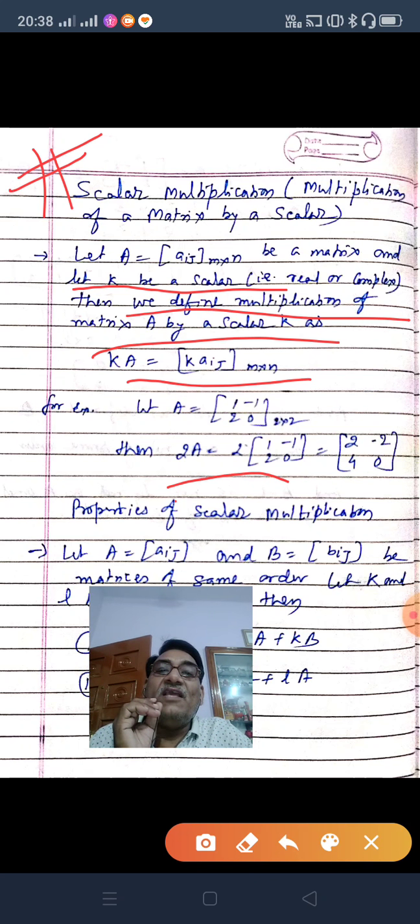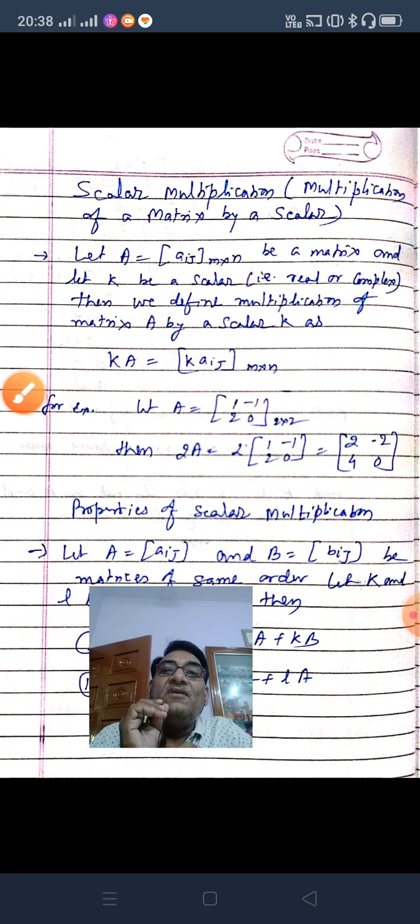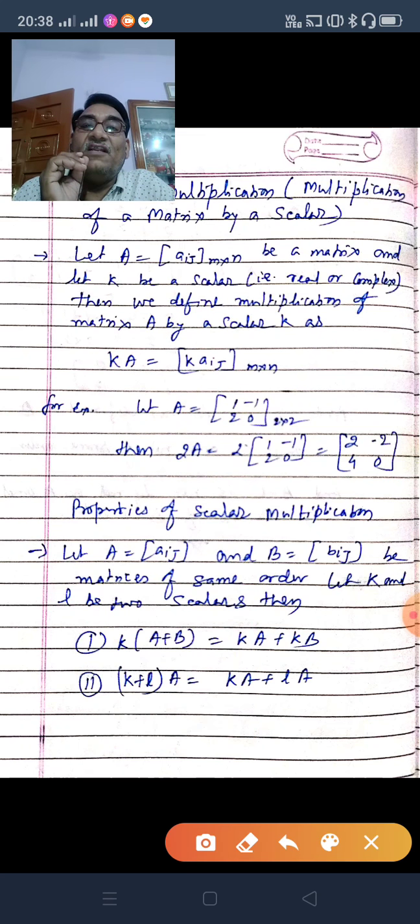So after multiplying each and every element by 2, you will get this: 2, minus 2, 4, 0. This is the scalar multiplication of a matrix by a scalar. Now, properties of scalar multiplication.